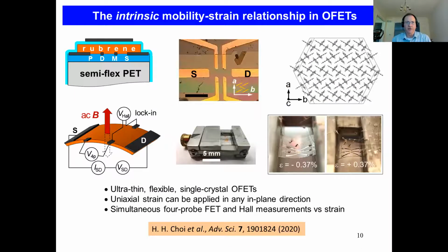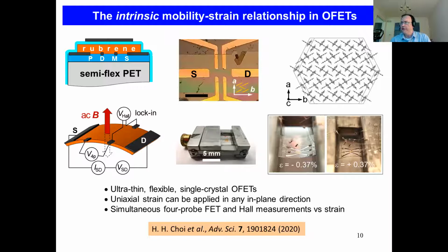Okay, so now let me switch gears to some new studies. We recently used this powerful technique, the AC Hall technique, to address the question of intrinsic mobility strain dependence in organic semiconductors, in rubrene specifically.